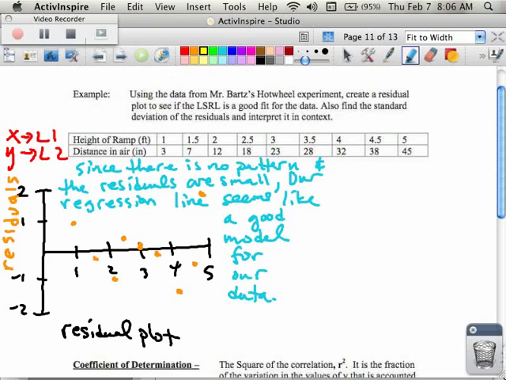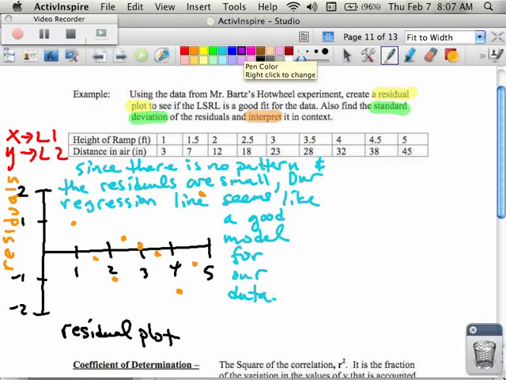First of all, we found this residual plot. That was the first thing that we did. The next thing that we're going to do is find the standard deviation. And then the last thing that we're going to do is interpret it. Okay, so 3 parts.